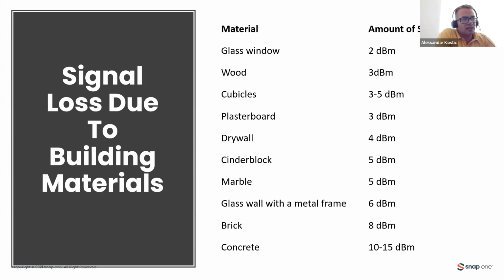So in those cases where we have a lot of concrete walls, small rooms with concrete walls, the best Wi-Fi design would not rely on transmission of one access point on both sides of the wall. In that case, the best would be to have one access point per room, just to be sure that the signal is always at an acceptable level.